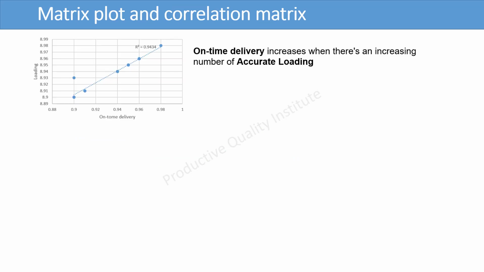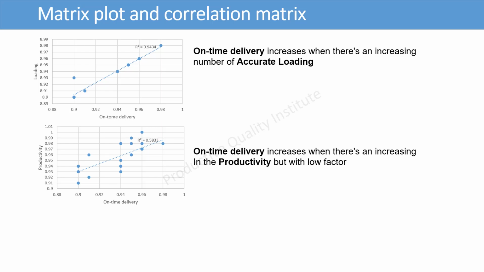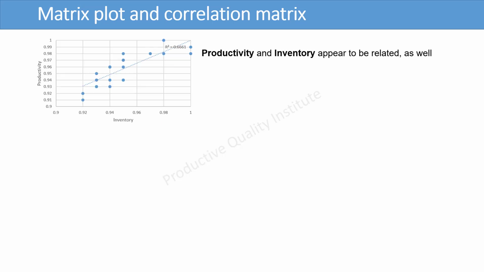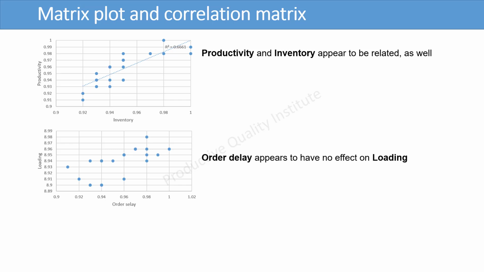From the correlation matrix plot, we may state that on-time delivery increases when there's an increasing number of accurate loading. On-time delivery increases when there is an increase in productivity, but with a low factor. Productivity and inventory appear to be related as well. Order delay appears to have no effect on loading.